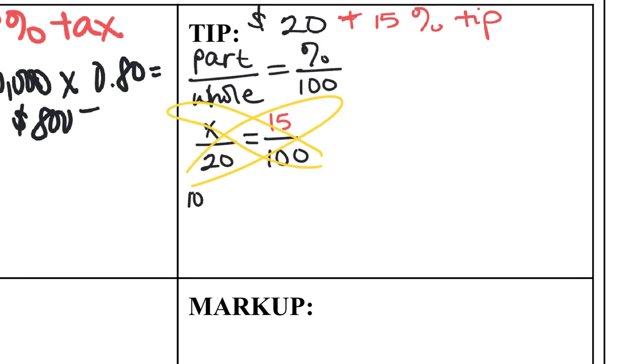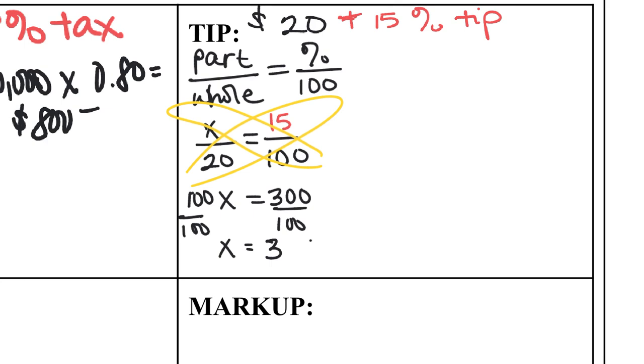100 times x is 100x. 20 times 15 is 300. Then you go ahead and do your algebra, divide by 100, and you will get 3. So what does that mean? What that means is you're wanting to leave a $3 tip.